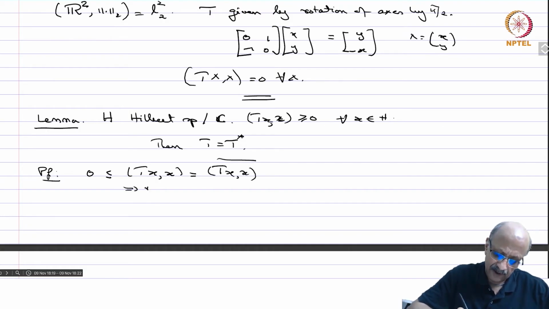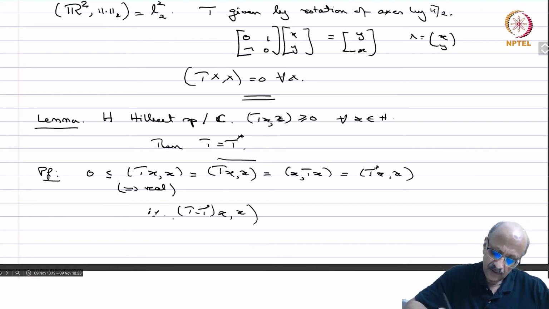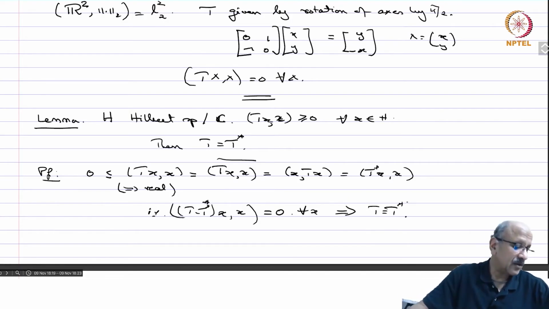So this implies real, and that's equal to ⟨Tx, x⟩ equals ⟨T*x, x⟩. So then we get that ⟨Tx, x⟩ equal to ⟨T*x, x⟩, that is ⟨(T − T*)x, x⟩ equal to 0 for all x. So this means, by the previous proposition, you have that T equals T*. Okay, so that is the proof.